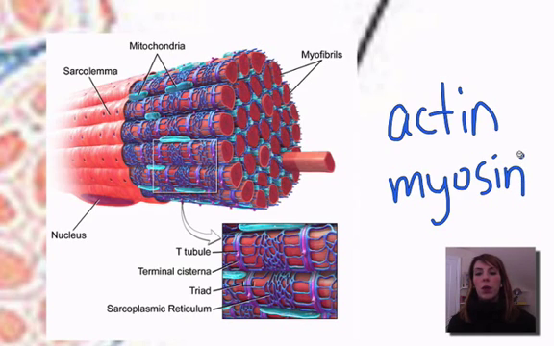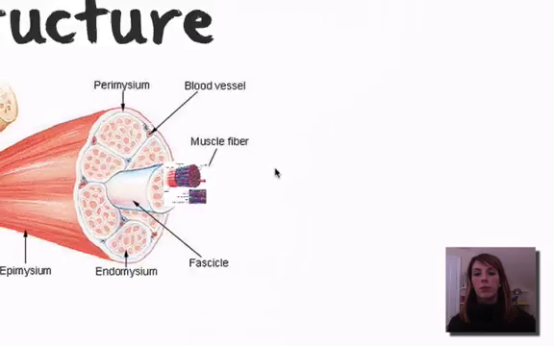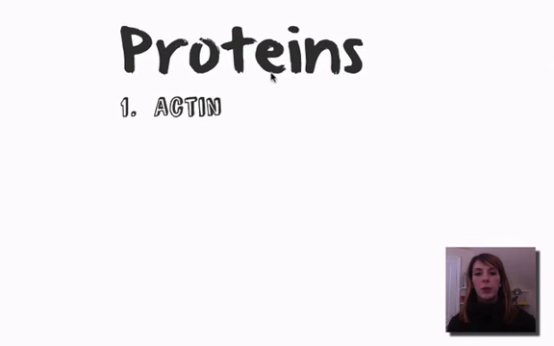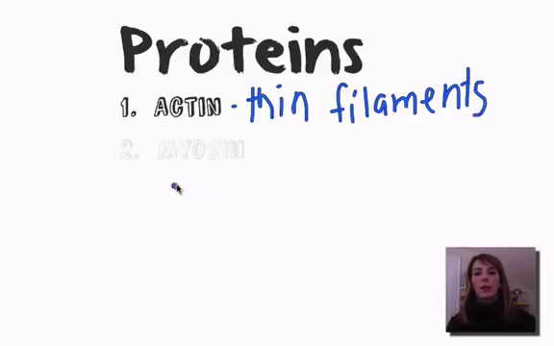So these proteins are going to work together to generate muscle contraction, and we have to look a little more closely at how these proteins are arranged in order to cause the muscle to contract. Okay, so the first protein we mentioned was actin, and actin is going to form what are known as thin filaments, while the myosin forms what are known as thick filaments.